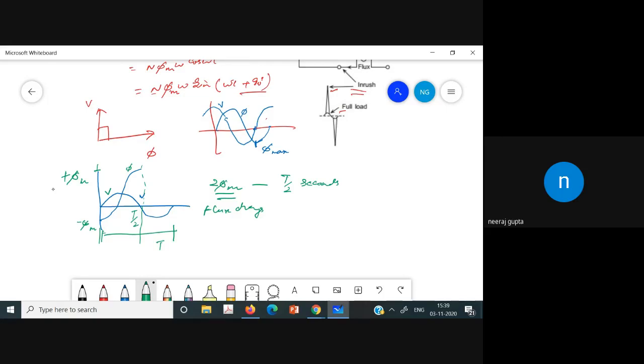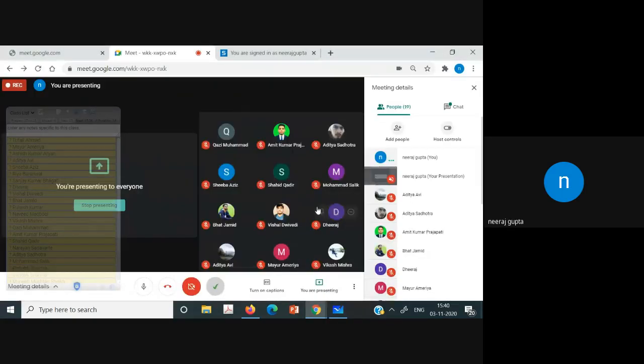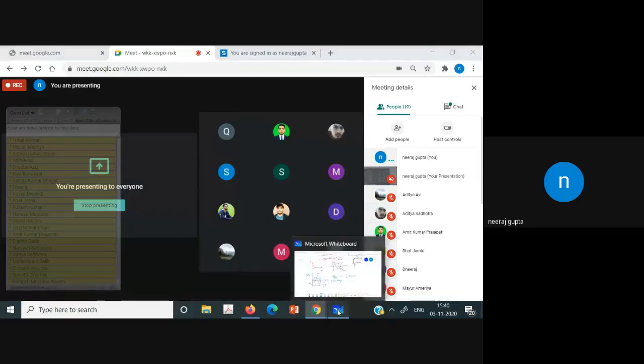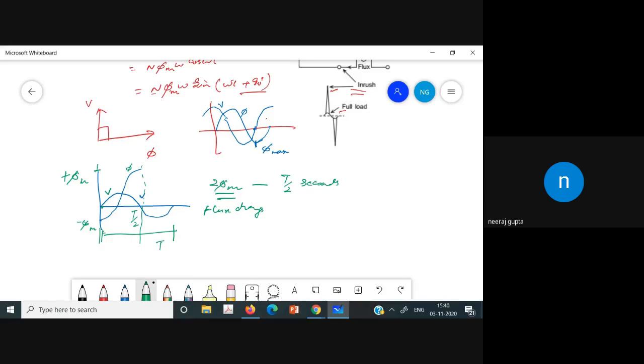Now let us assume that when we start the transformer, it is switched on at the positive zero crossing of the voltage waveform. Let us suppose that the transformer is started at this instant, that is, the positive zero crossing of the voltage waveform.